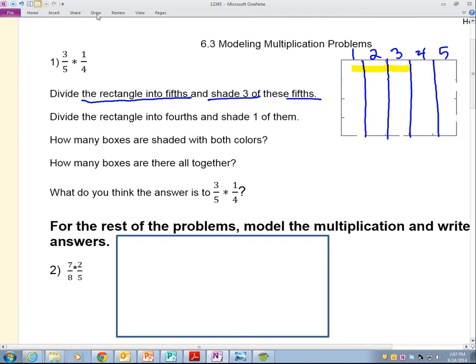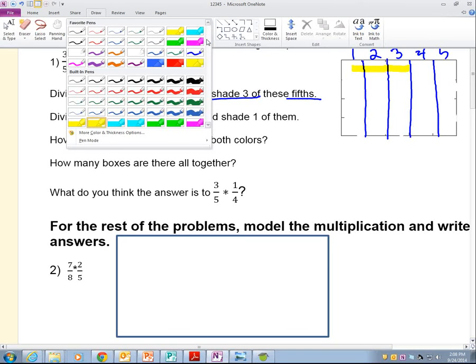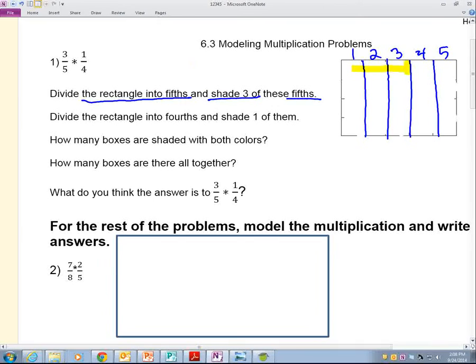That is too small. Come on. Where is my big fat one? There we go. Shading in 3 of those fifths. Do you agree that we just shaded in 3 of those fifths? Good, because you should. We just shaded in 3 of these fifths. So we just did vertical shading of 3 of those fifths.